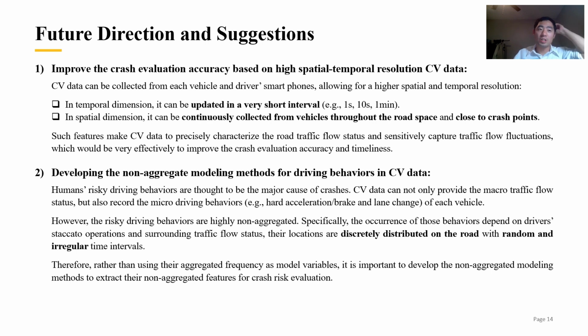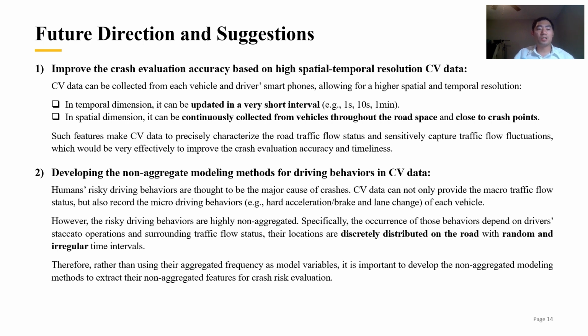The first is that we can improve the overall accuracy based on high spatial and temporal resolution CV data. As compared with the traditional traffic flow data, the CV data can be collected from each vehicle and even the smartphones, so they have a very high spatial and temporal resolution. Such features allow them to precisely characterize the traffic flow status and sensitively capture the traffic flow fluctuations. So such features can be very helpful to improve the crash risk accuracy and timeliness.